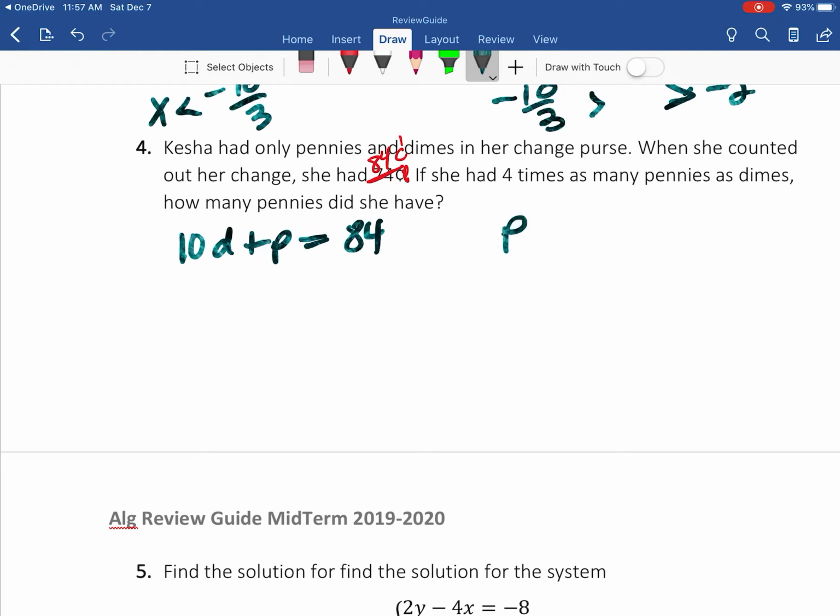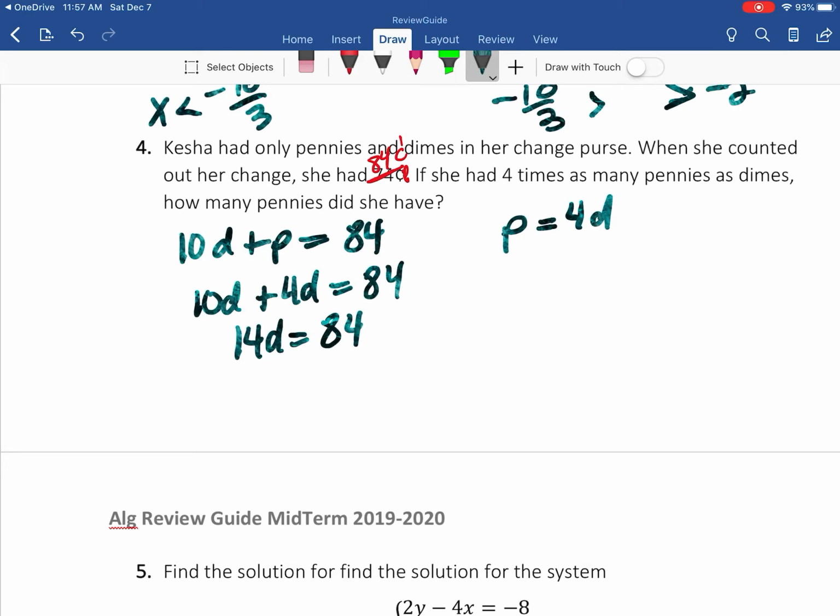So we're going to write another equation. P is equal to 4D. All right. Now we're going to use substitution and take that 4D and plug it in for the P. So our equation is going to become 10D plus 4D, and that's going to be equal to 84. All right. Combine like terms. So this becomes 14D is equal to 84.